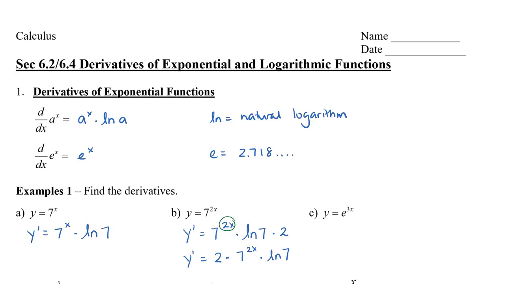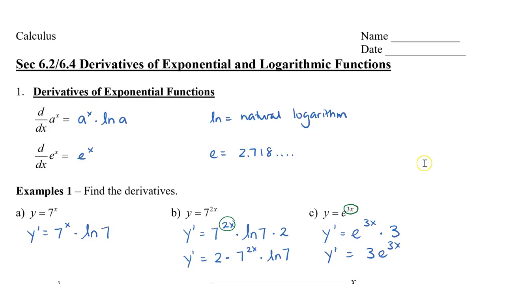All right, let's try one more. So y prime, when we're going to use the e to the x, it's going to be itself, e to the power of 3x. And just like the other one, I need to apply the chain rule to the 3x here. So then we have times 3. So we say that y prime is equal to 3 times e to the 3x. All right, so those are the derivatives of exponential functions.